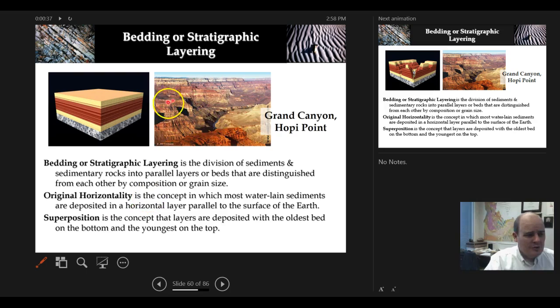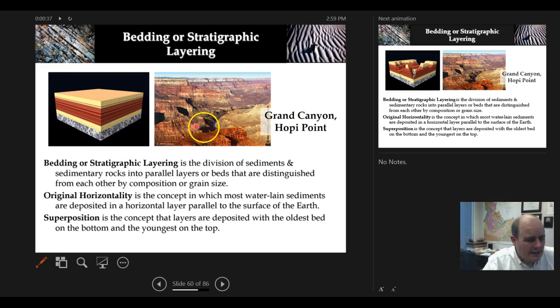Usually these layers are in horizontal layers, because when you think about it, gravity and a fluid is going to go downhill and then spread out. And so that sediment is going to be spread out as well, forming these nice horizontal layers over time.